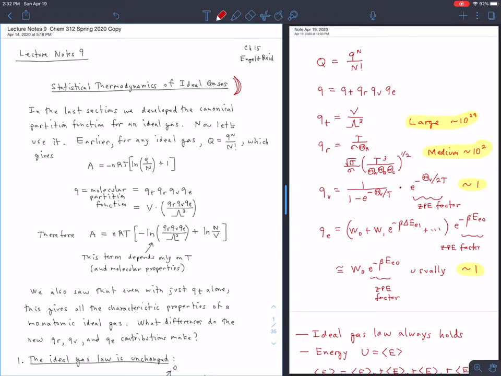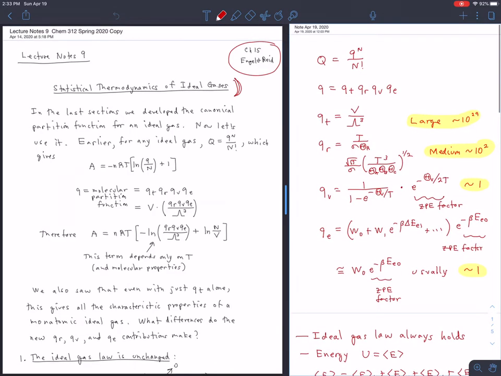This material is mostly from chapter 15 of Engel and Reed. I've added a bunch of stuff that isn't in Engel and Reed, and a lot of comments especially that aren't in Engel and Reed, but the gist of it and the backbone of it is all chapter 15 in Engel and Reed.